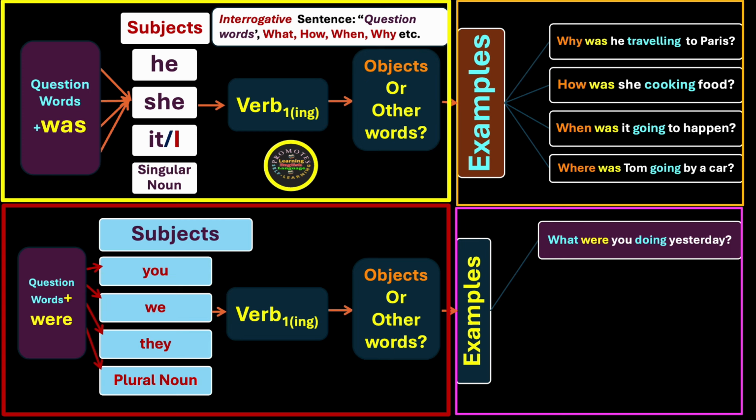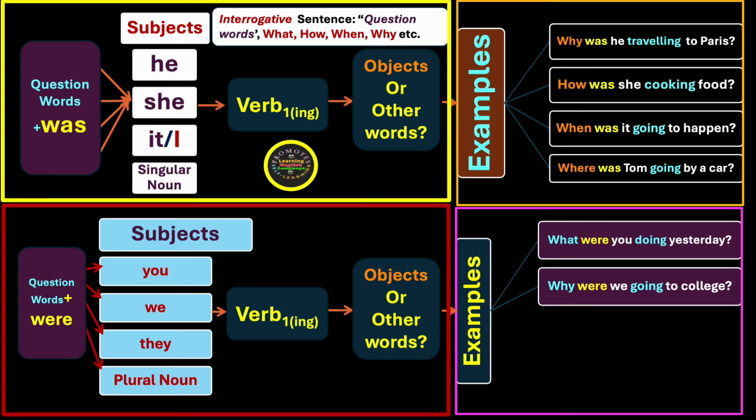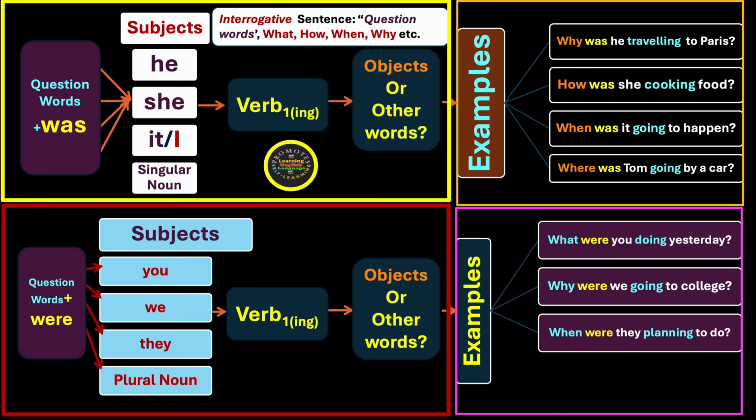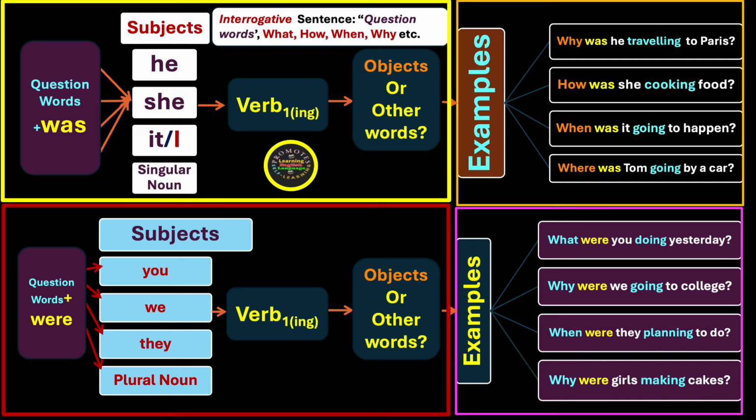What were you doing yesterday? Why were we going to college? When were they planning to do? Why were girls making cakes? Now we move on to the next stage, usage of past continuous tense.